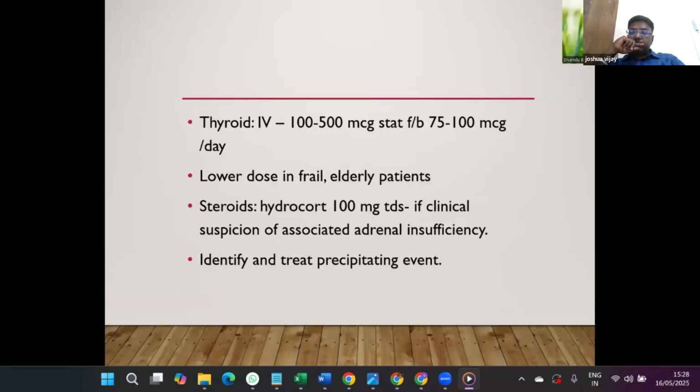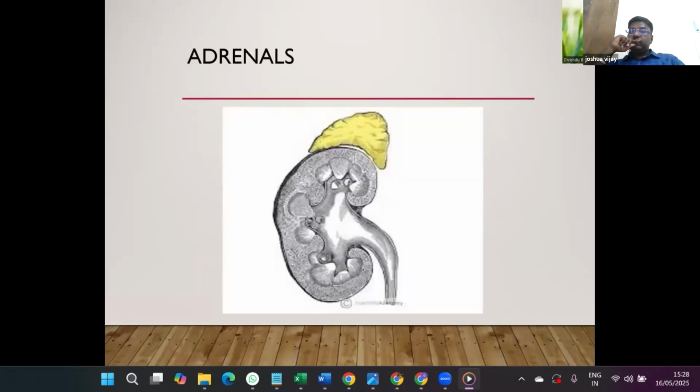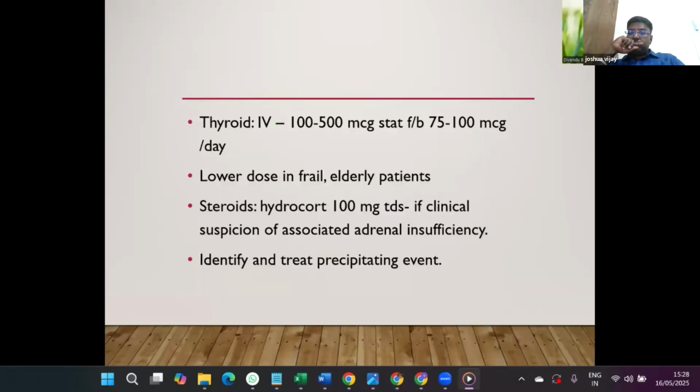We can titrate it with other things like heart rate and FT4 level. A lower dose is needed in frail and elderly patients. Steroid we can give, hydrocortisone 100 mg thrice a day, if there is clinical suspicion of adrenal insufficiency, because both can be autoimmune in nature. Identify and treat the precipitating event. So this is all about the thyroid emergencies.